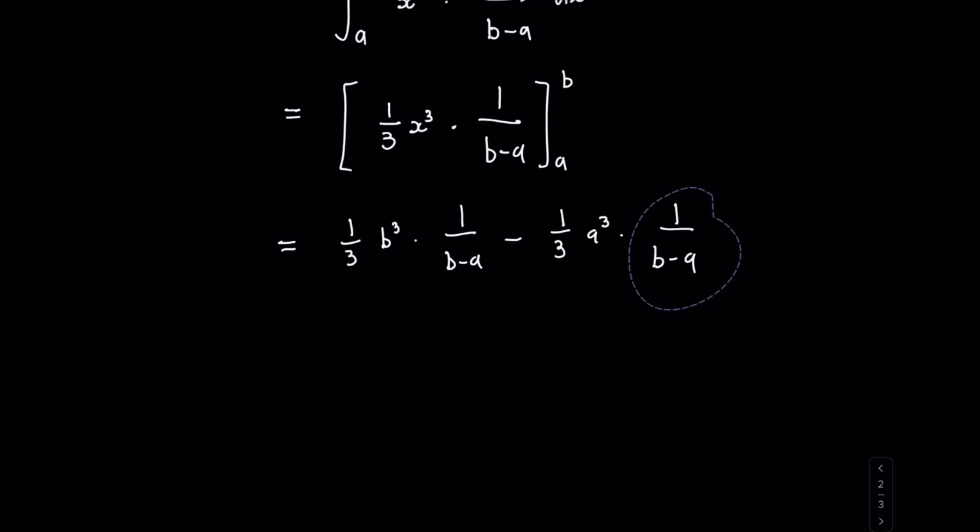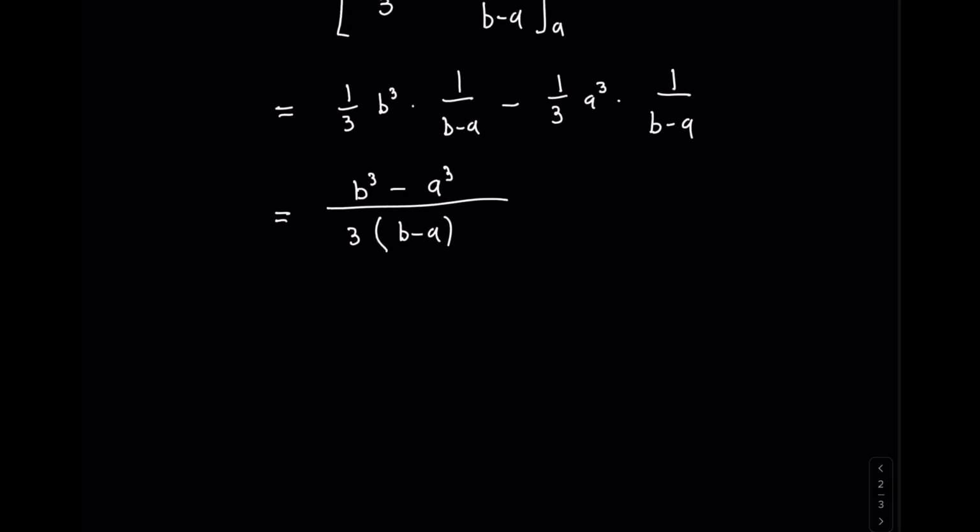In this case, there's a common factor of 1/3 and 1 on b minus a. And then we can express everything in the numerator, so it becomes b cubed minus a cubed on 3b minus a out as the common factor.